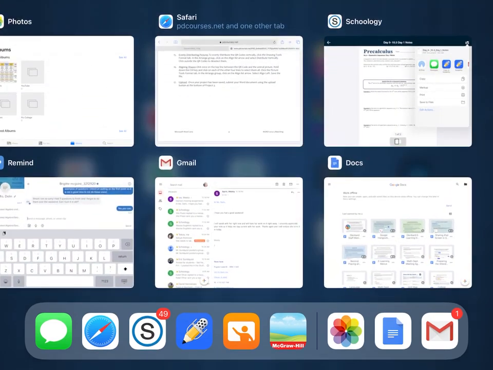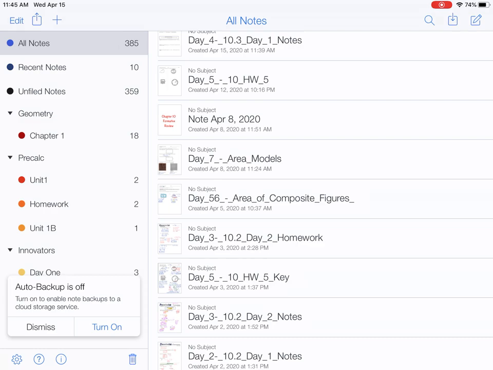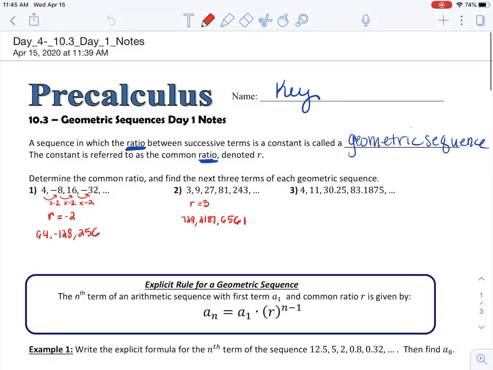Okay. So the next one here, of course, my Notability freezes. Wonderful. It's a wonderful day when that happens. No big deal. It happens to everyone, right? I hope it does. I hope it's not only me.